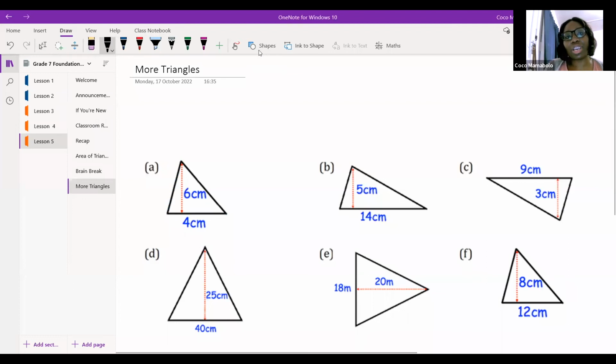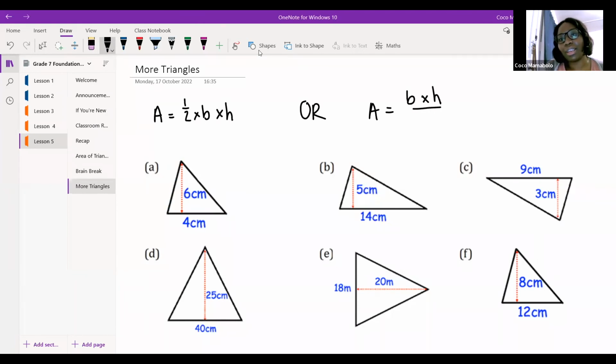And I'm going to remind you guys again that the area is half times the base times the height. Or you can use area is equal to base times height divided by 2. Everybody, you've got 4 minutes. You can get as far as number D. Okay, and then after that, I'm going to stop you.